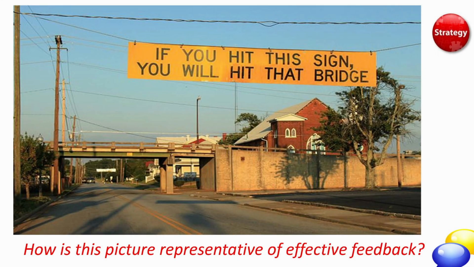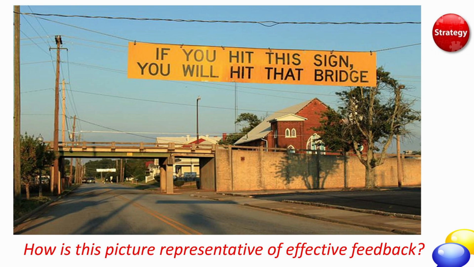Let's take a look at this image. Actually, let me give you the definition. If you're a note taker, you might want to write this down. Feedback is actionable information. That's all feedback is. It's actionable information. It's information I can take action on. Now let's reference the picture.